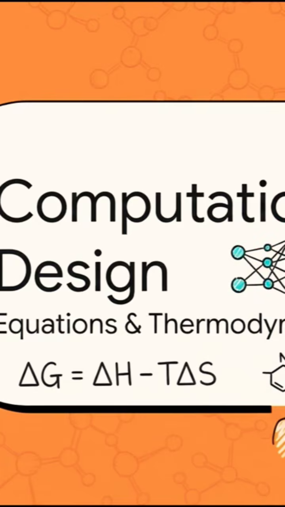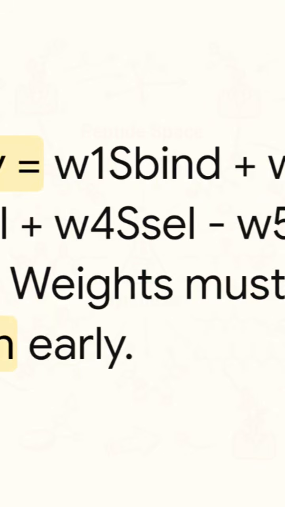Moving on to Section 2, Equations and Computational Design. We are not just talking about abstract ideas here. We're going to look at the exact chemical equations and thermodynamic formulas that govern how this AI platform actually prioritizes these peptides. Okay, here is the actual math.